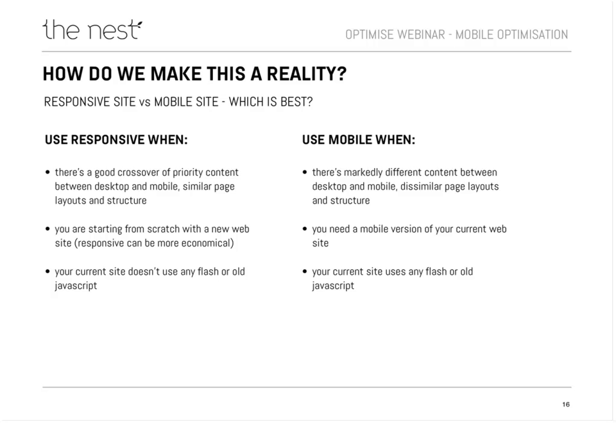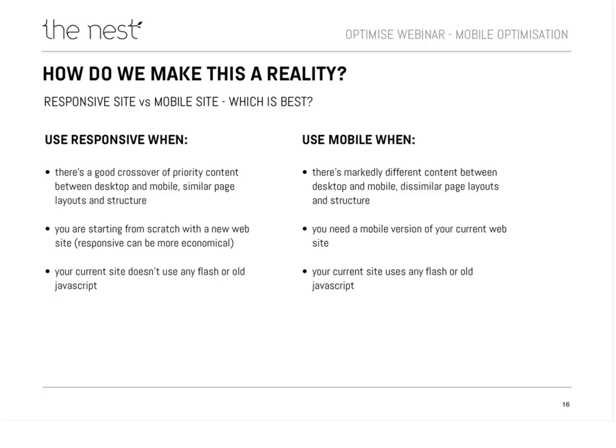Now, you would use a separate mobile site if there is very markedly different content between desktop and mobile. I think Sydney Festival is a good example. There's a very marked difference in use case between desktop and mobile. The page layouts and structure need to be something that's quite radically different.